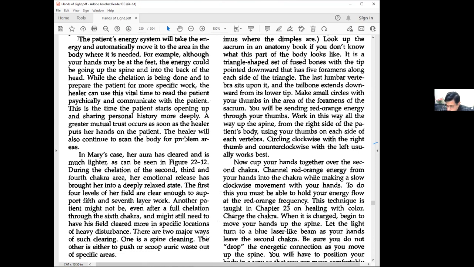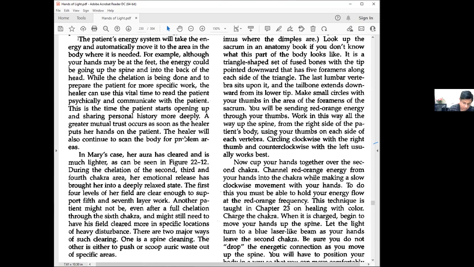While the chelation is being done and to prepare the patient for more specific work, the healer can use this vital time to read the patient psychically and communicate with the patient. This is the time the patient starts opening up and sharing personal history more deeply. A greater mutual trust occurs as soon as the healer puts a hand on the patient. The healer will also continue to scan the body for problem areas.